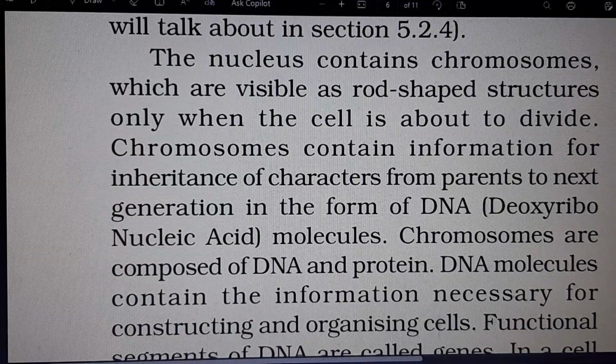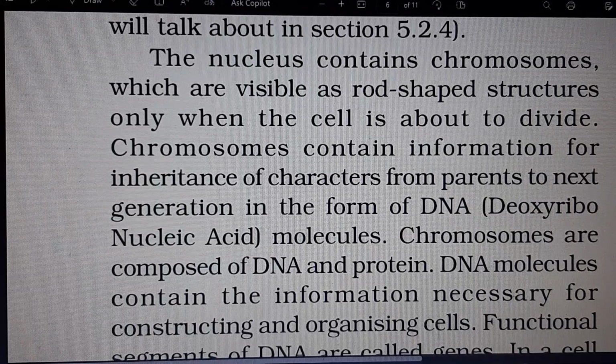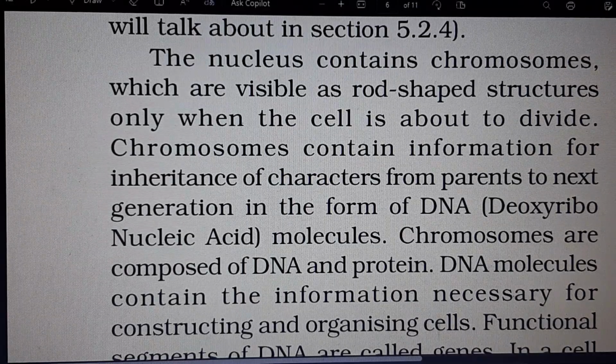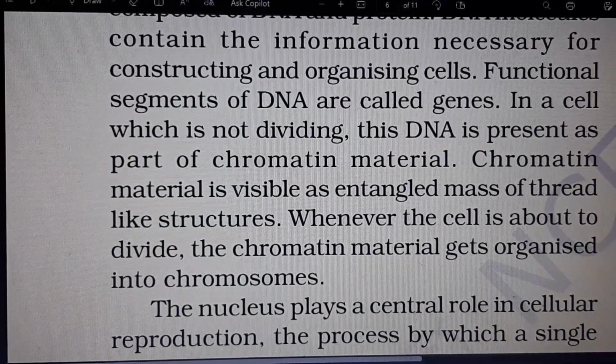The nucleus contains chromosomes, which are visible as rod-shaped structures only when the cell is about to divide. Chromosomes contain information for inheritance of characters from parents to the next generation in the form of DNA, deoxyribonucleic acid molecules. Chromosomes are composed of DNA and protein. DNA molecules contain the information necessary for constructing and organizing cells. Functional segments of DNA are called genes.